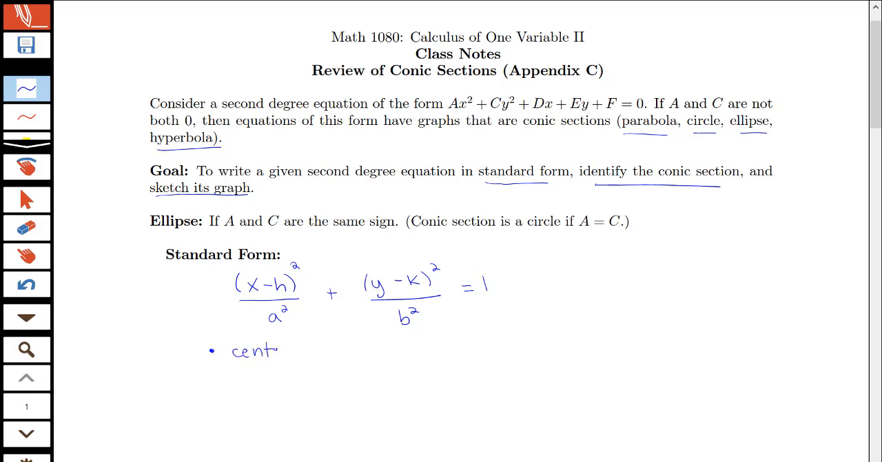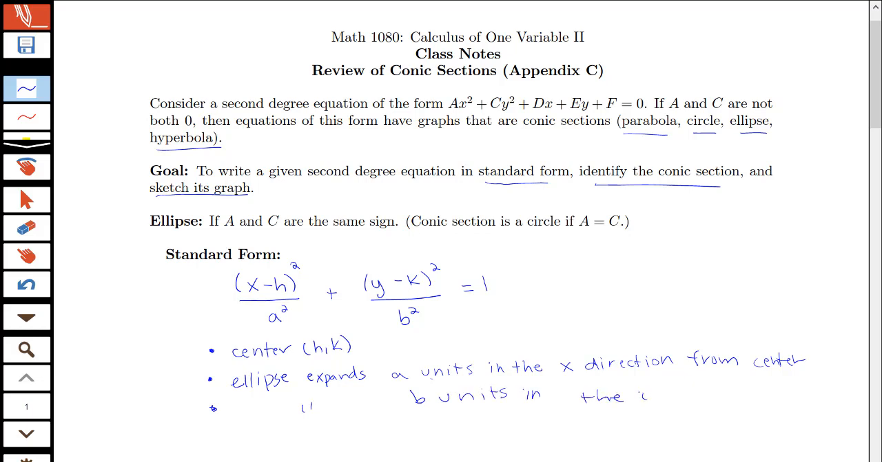The center of the ellipse is the coordinates h comma k. The ellipse expands a units in the x direction from the center and b units in the y direction.